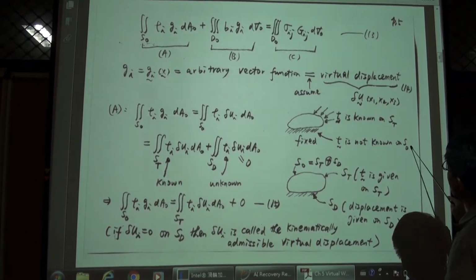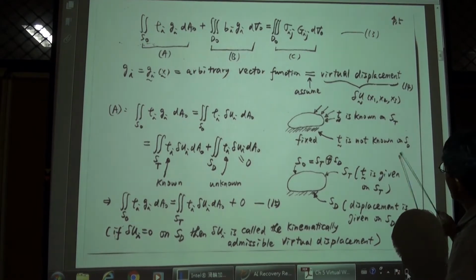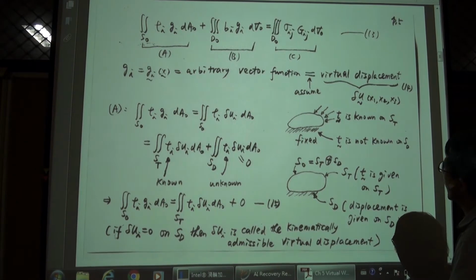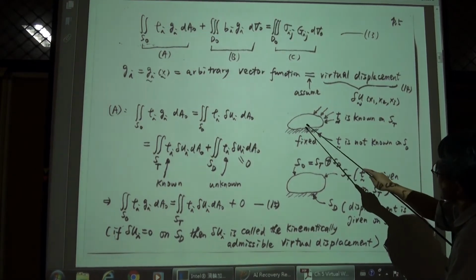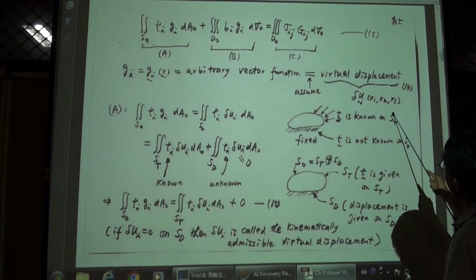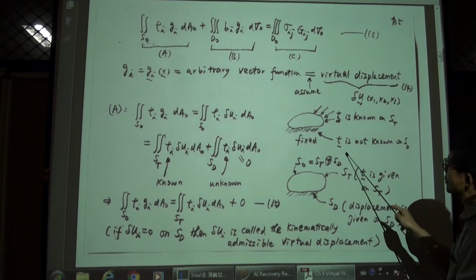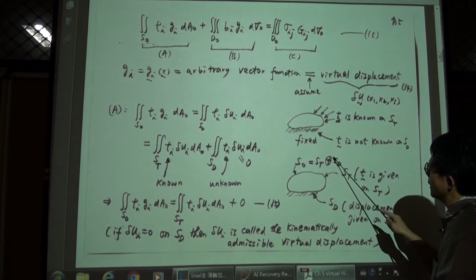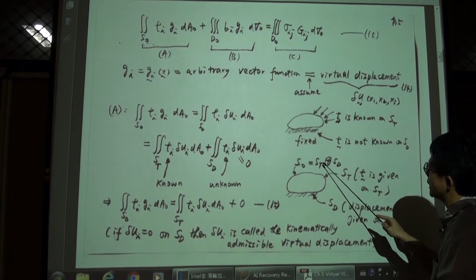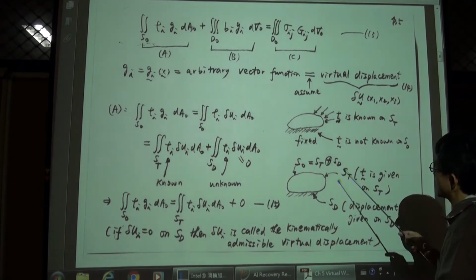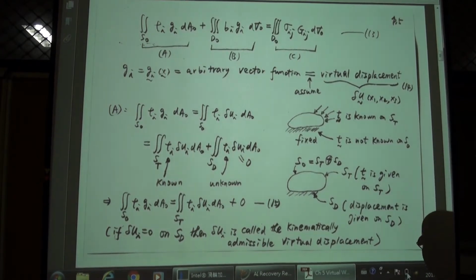So SD means the surface on which the displacement is given, the displacement boundary. ST is the traction boundary. The whole surface can be decomposed into two parts, ST and SD: traction prescribed, displacement prescribed.